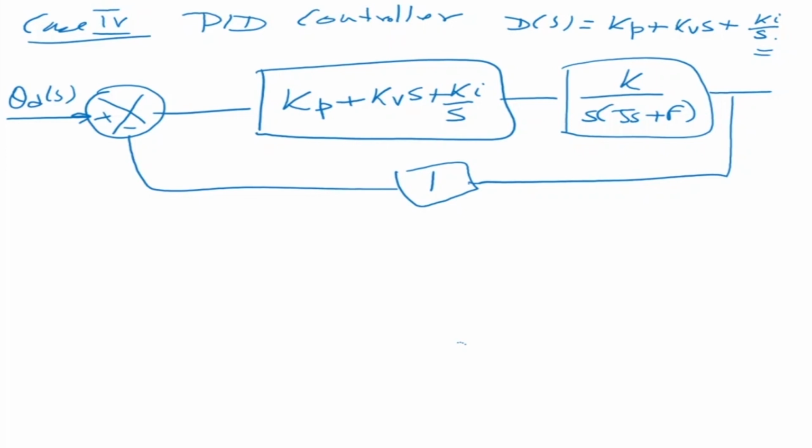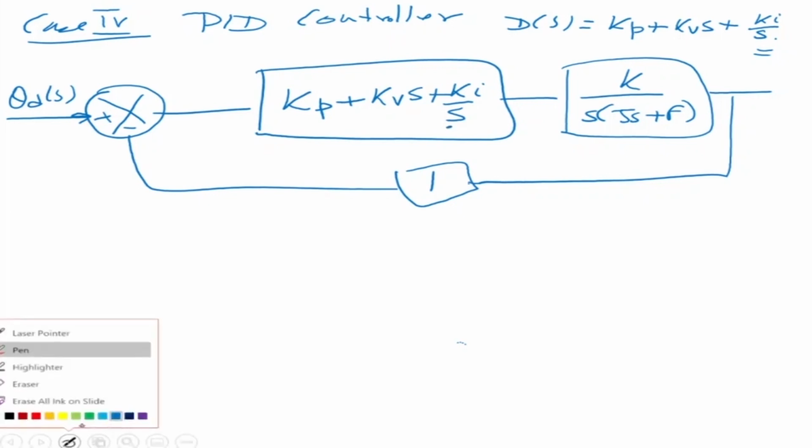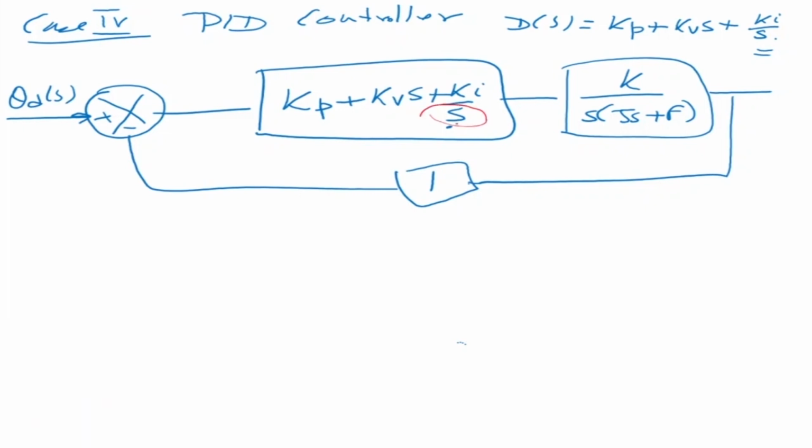Now in a PID controller, what you can see here is that there is a 1 by S here, because this becomes 1 by S. So there is a Ki by S here, this one. When we find the transfer function for this, how do you find it? We multiply this into this, then we do G(s) by 1 plus G(s)H(s) to get the total transfer function, theta d(s), and this is my theta(s).